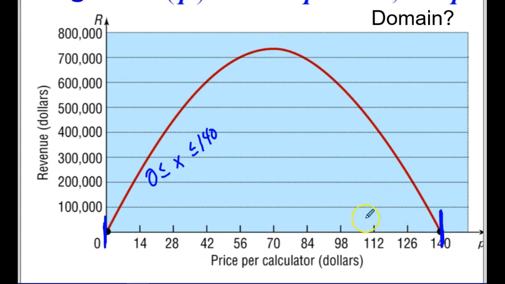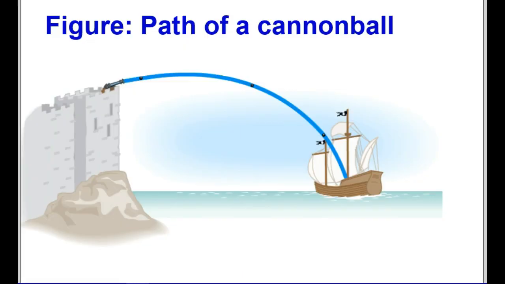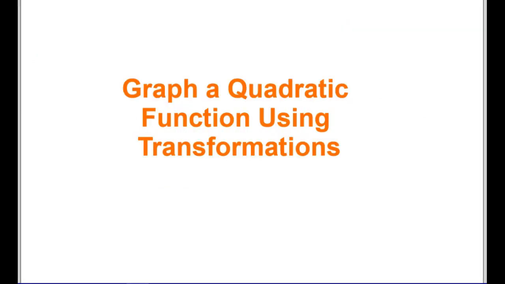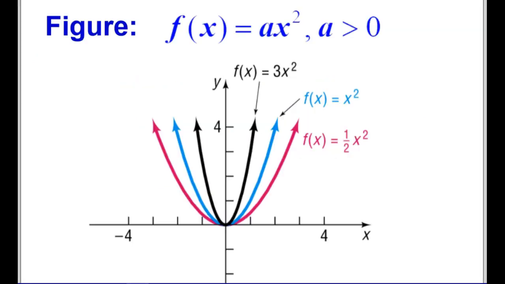Okay? So I can take that into account as well when I'm dealing with domain and range. So often we also model when we're throwing things or when cannons fire. This is also modeled by a parabola, and we'll really get into this soon. So now we're going to be using some of those transformations.